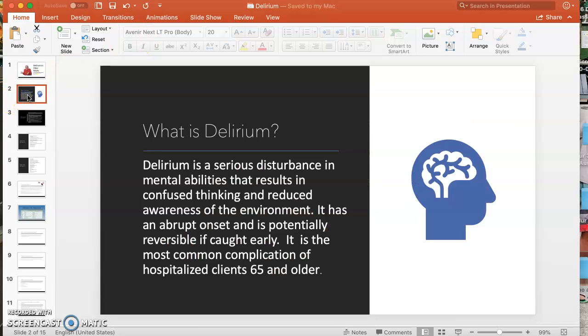So what is delirium? Delirium is a serious disturbance in the mental abilities that results in confused thinking and reduced awareness of the environment. It is also an abrupt onset and is potentially reversible if caught early. It is the most common complication in hospitalized clients 65 and older.